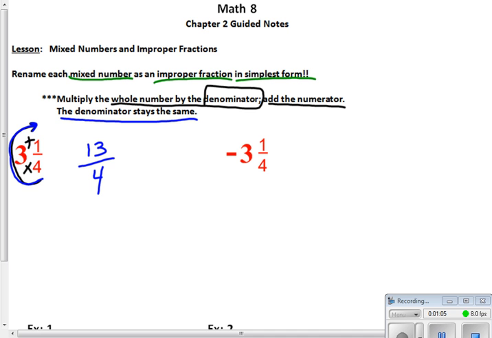Second problem, we have -3 1/4. Same situation. Multiply, add. Forget the negative sign out in front of it. Just put it as part of your answer. And remember, denominator stays the same, so I'm going to drop my 4 down there. Do your multiplication. 4 times 3 is 12, plus 1 is 13. This negative sign, we're just going to move right out to the front right away.